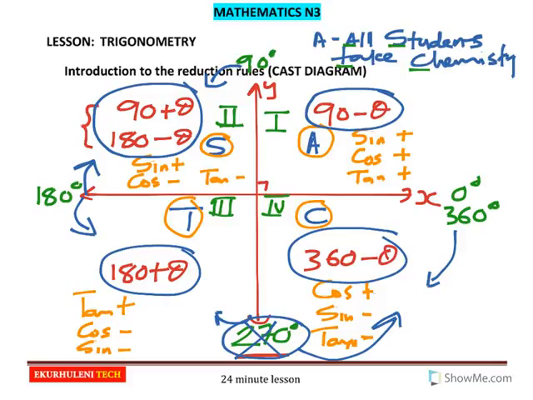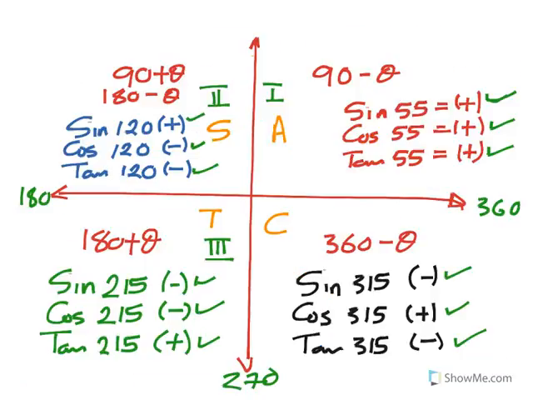Now, when you have done that, as I said, just test it. You'll see that it gives you the signs that we have done according to the cast diagram. Here we are saying all are positive, as you saw. All of them positive. Here only sine is positive, here only tan is positive, and here only cos is positive.